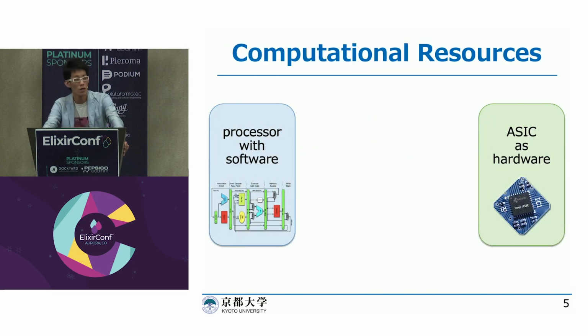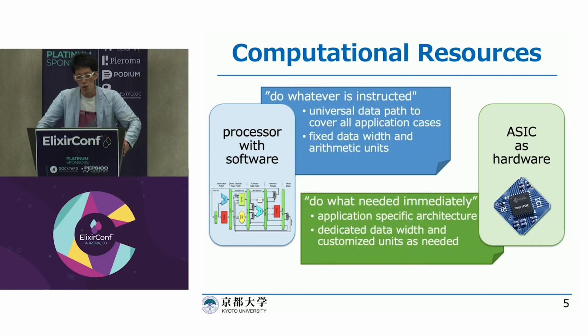The first topic is traditional computing resources. There are 2 resources: processors with software, and hardware, ASIC. A processor is a resource which can do whatever you want. To cover all requirements from software instructions, a processor has universal data paths, fixed data width, and arithmetic units. On the contrary, hardware can do immediately what you need. Since hardware is designed to specific requirements, its internal architecture is fixed and it has dedicated data width and customized operation units as needed.